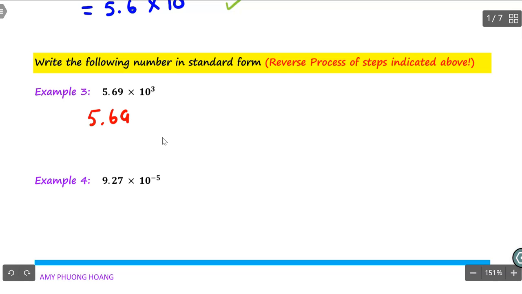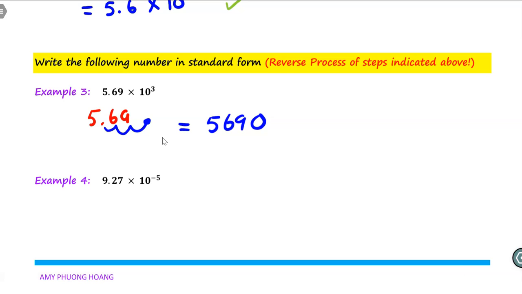I am moving it 3 places, right? So 1, 2, 3. What happened here? I have to insert the 0 as a placeholder. So let me write it like this for everyone. I will write it as 5690 as a standard form, or a normal decimal notation.